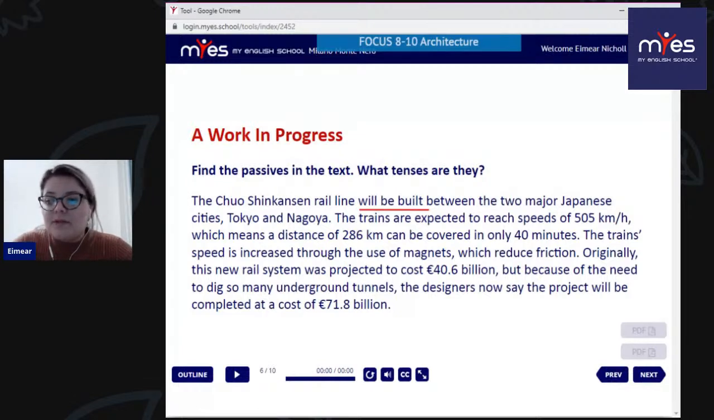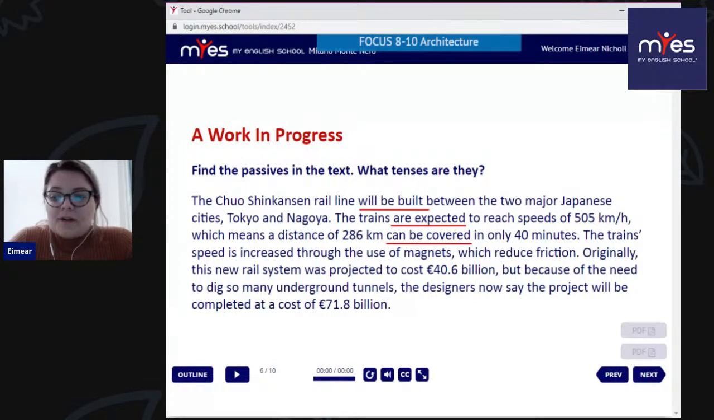The trains are expected to reach speeds of 505 kilometers an hour. Are expected to is present simple. Are, present plural. Expected to are, past participle. So the trains are expected to reach speeds of 505 kilometers, which means a distance of 286 kilometers can be covered in only 40 minutes. So can be covered is a little different. It's a different tense. Can be covered is a modal passive, because we're using can be. Modal passive. Okay, we will see it in the next slide again.